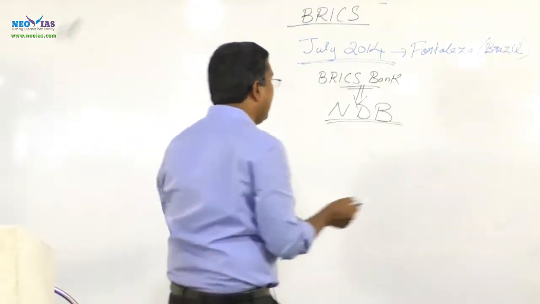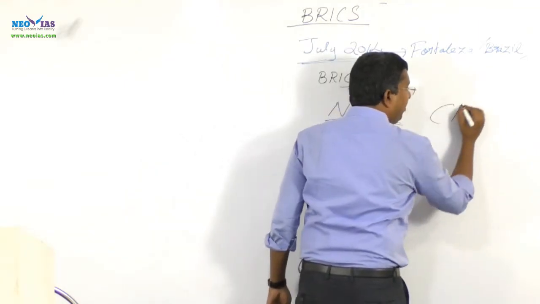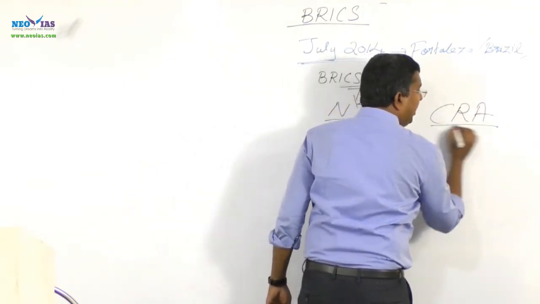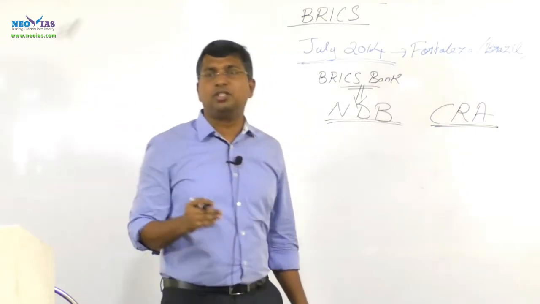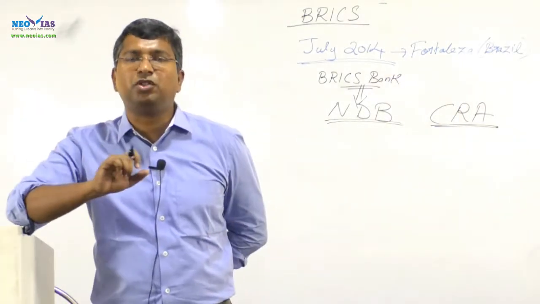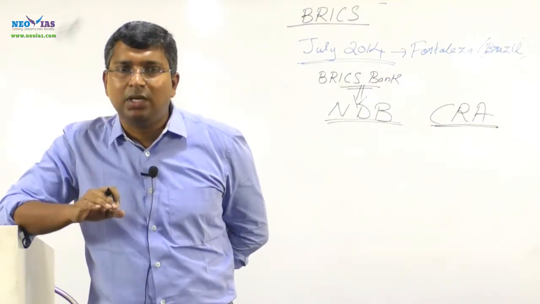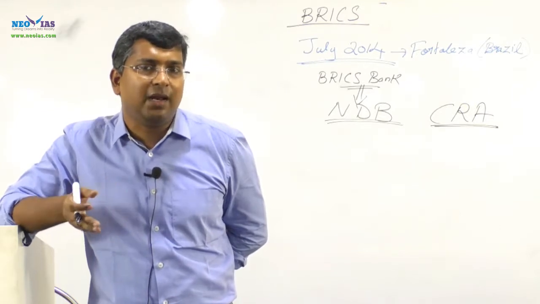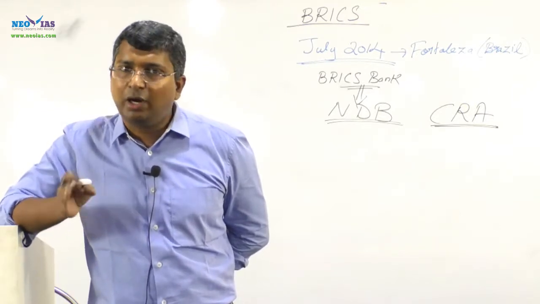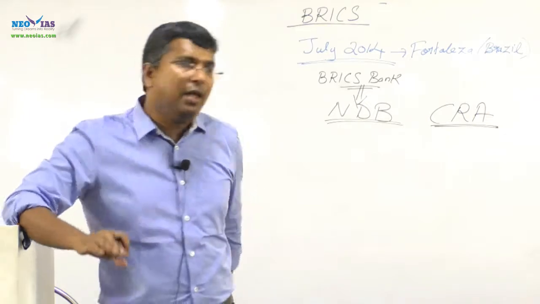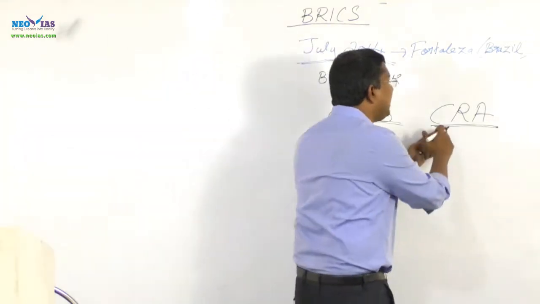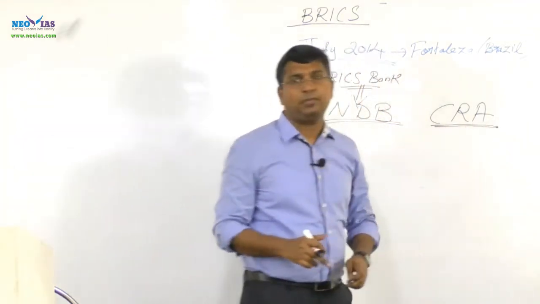And what the IMF does will be done by an arrangement called the Currency Reserve Arrangement. The major function of the IMF is to support member countries when they are in a BOP crisis. What the IMF does will be done by this currency reserve arrangement.